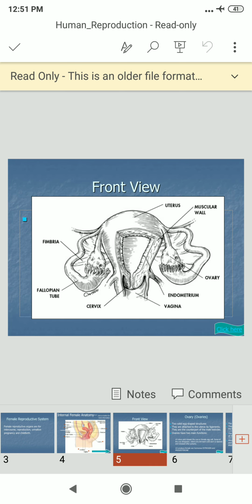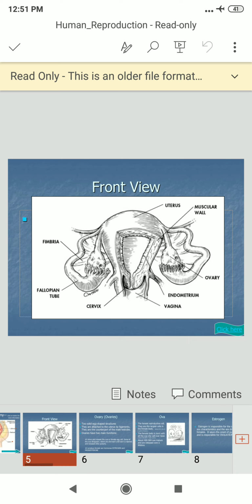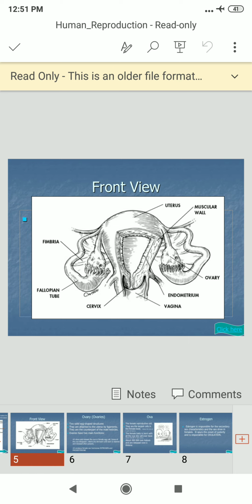So you can see this is the front view of the female reproductive system, and you can see the fallopian tube, cervix, vagina, endometrium, ovary, and the uterus. With the cervix and the fallopian tubes, they help the sperm reach the uterus, and then they start to develop the embryonic stages.